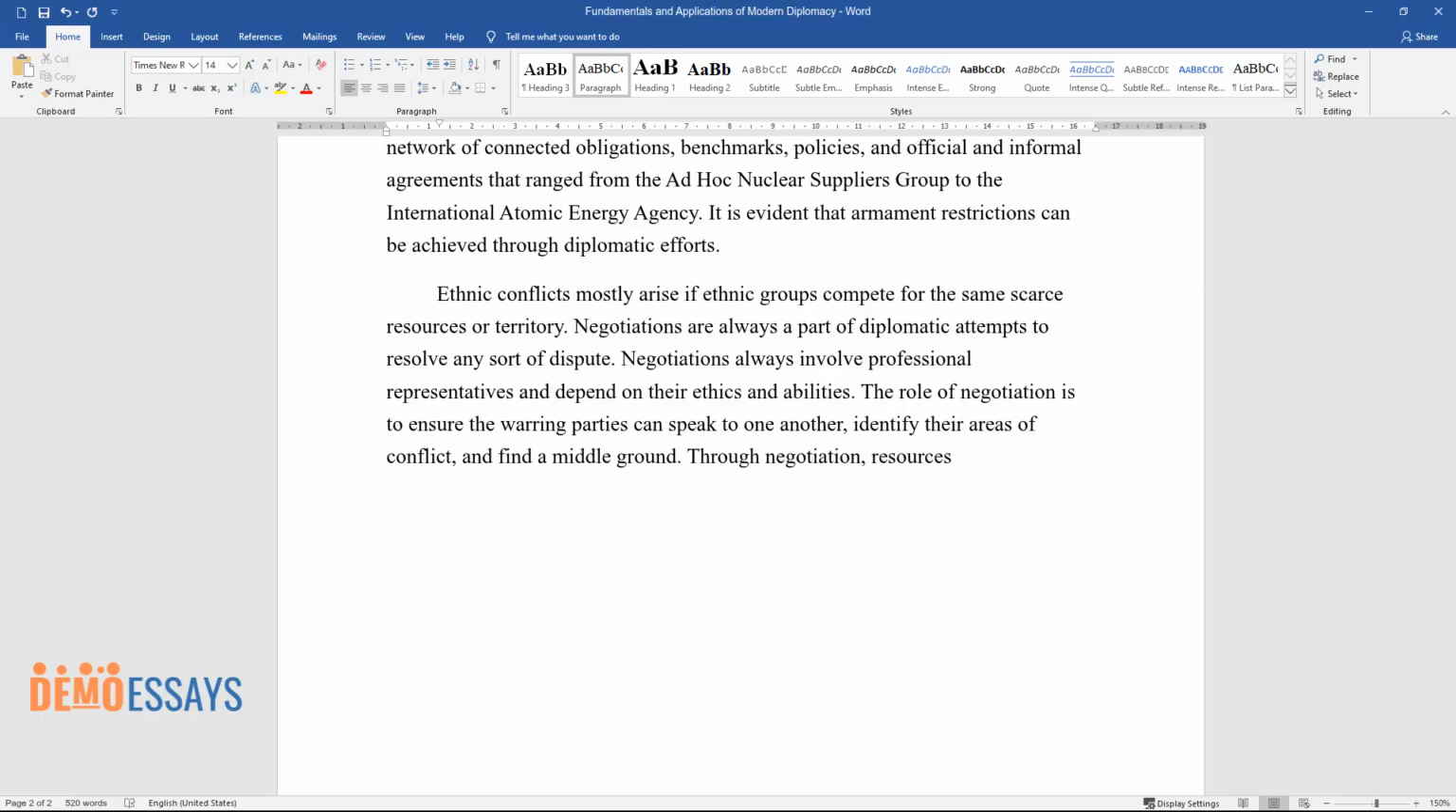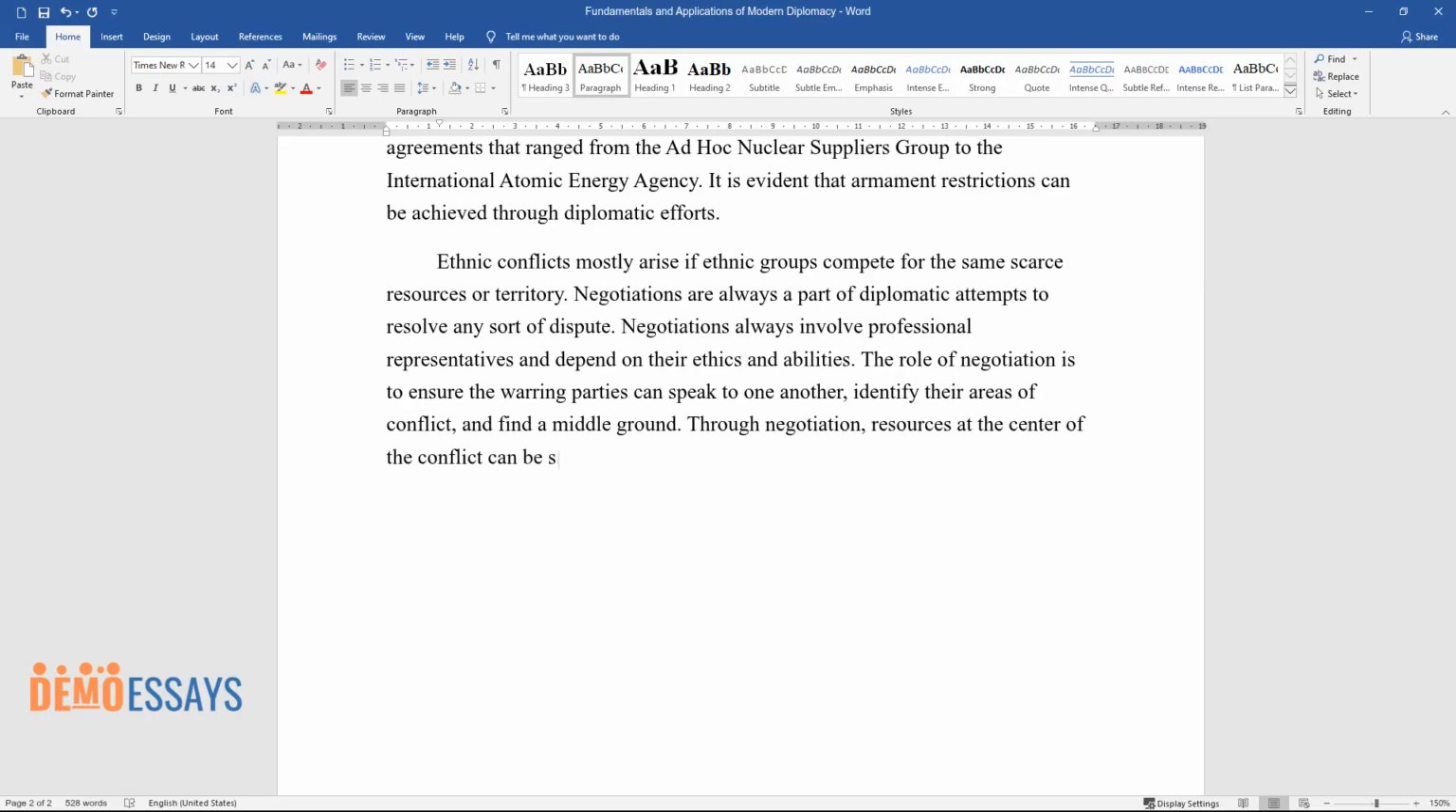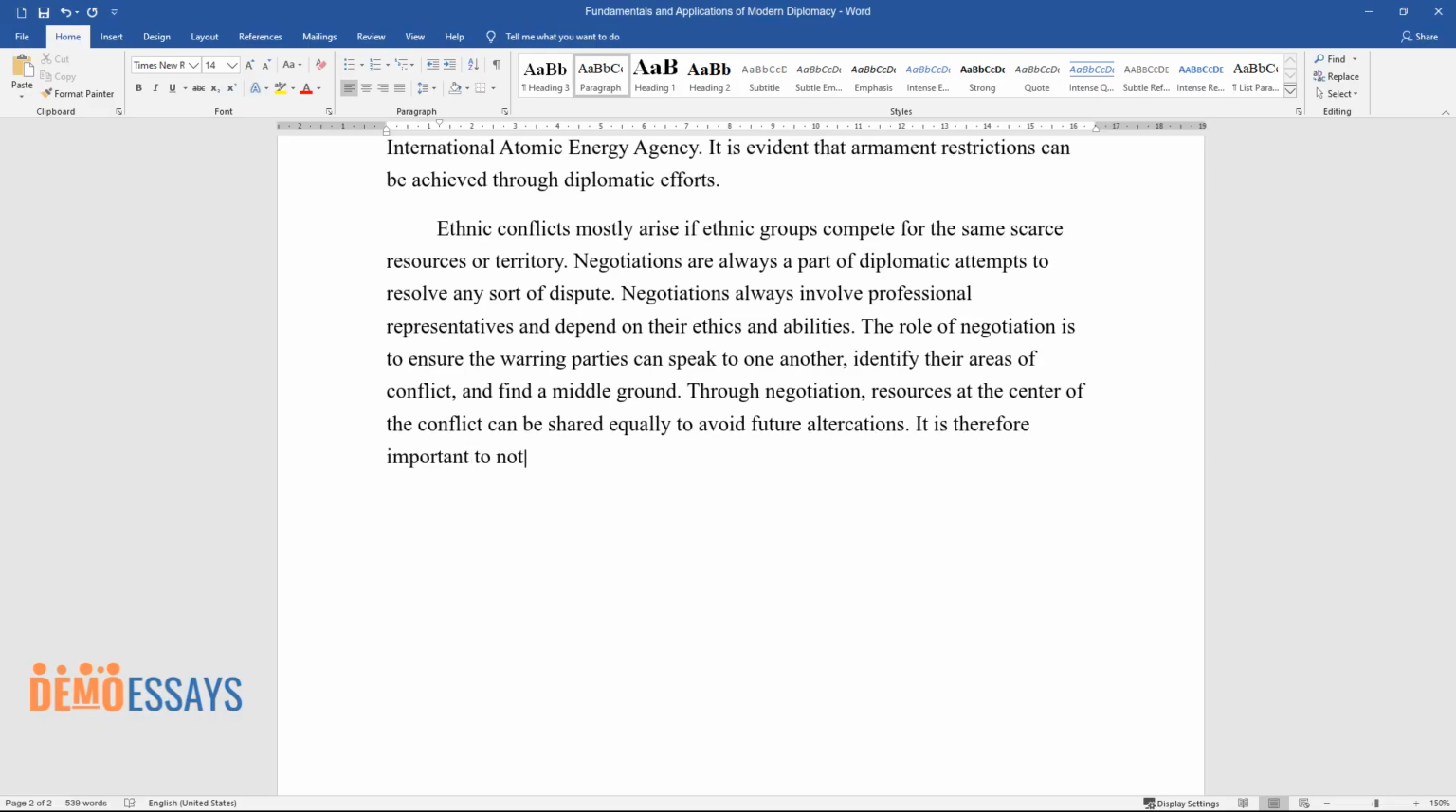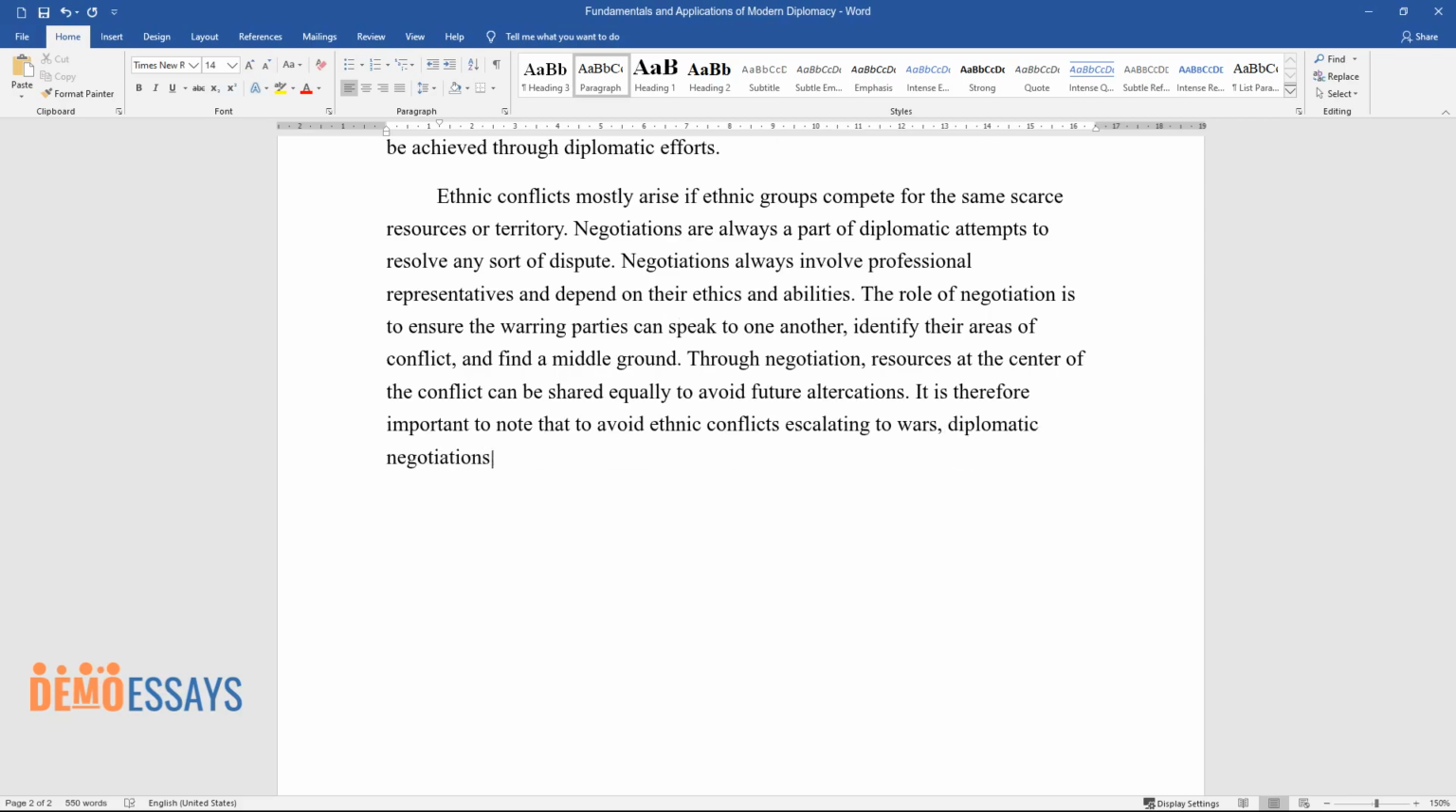Through negotiation, resources at the center of the conflict can be shared equally to avoid future altercations. It is therefore important to note that to avoid ethnic conflicts escalating to wars, diplomatic negotiations can be used.